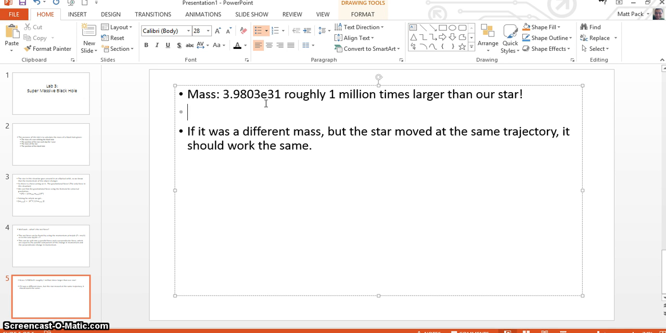Now, if the mass of the black hole was changed, but the trajectory and everything was the same, we could use the code to evaluate the actual mass of the black hole again, because it simply takes in the data for the position and calculates the force using the position and the mass of the star, and it should locate what the mass actually is.